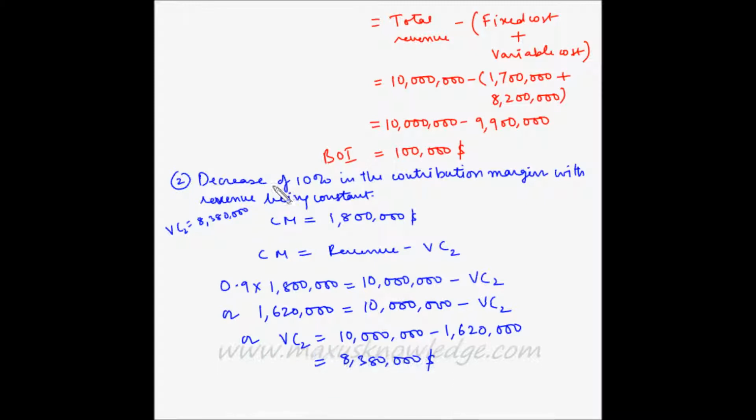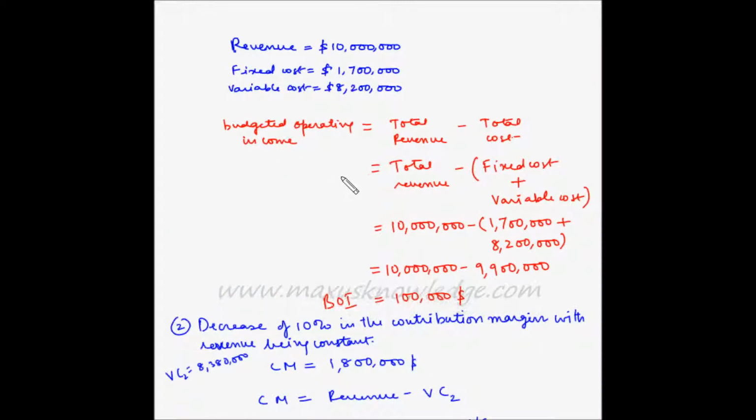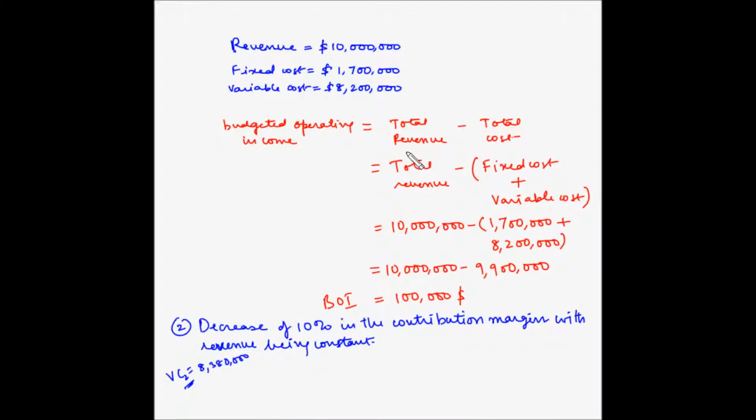But our original question is to find out the impact on the budgeted operating income if there is a decrease of 10% in the contribution margin with revenue being constant. So budgeted operating income is the same, total revenue minus total cost, where total cost is equal to fixed cost plus variable cost. So now there is a change in the variable cost. We have VC2. So let's now find out the new budgeted operating income. So the formula for budgeted operating income remains the same. Let's plug in the new numbers.